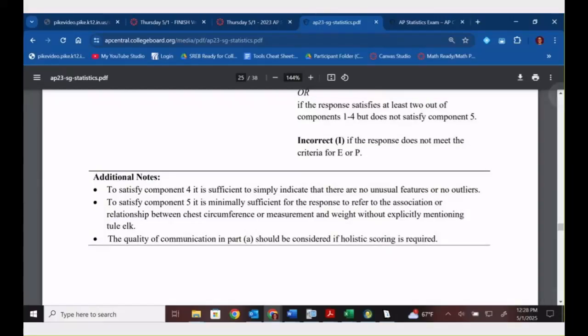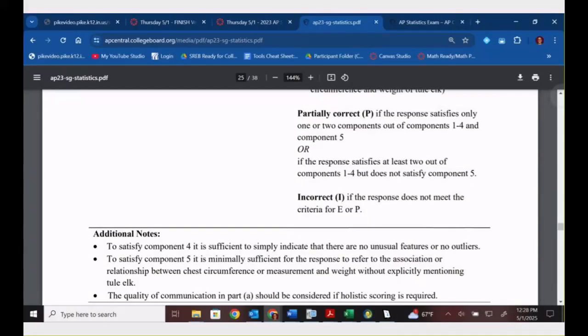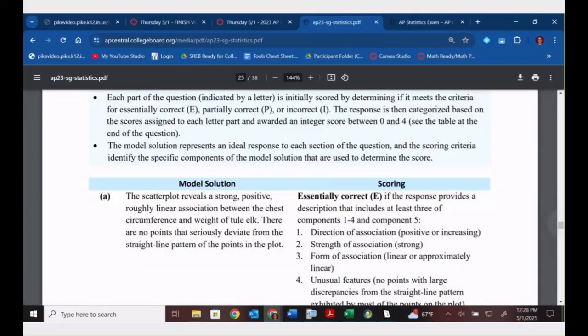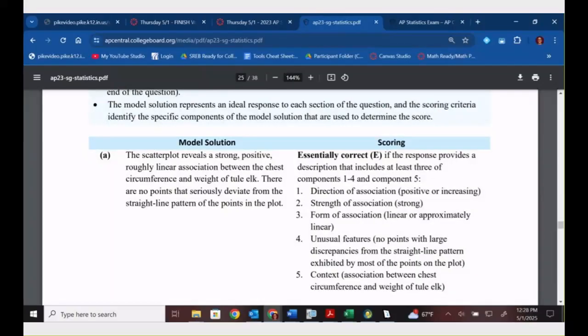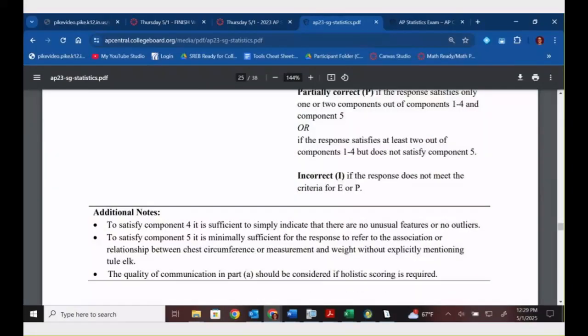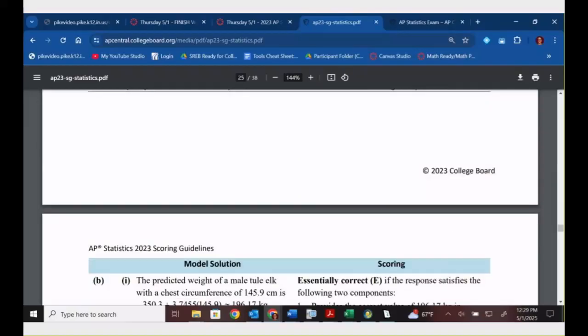So if you got 3 of these 4 and context, you get an essentially correct. 2 of these 4 and context, you get a partially correct, or just 2 of these pieces, then you get a partially correct. Does anybody have any questions about scoring this one? Please give yourself an E, a P, or an I.